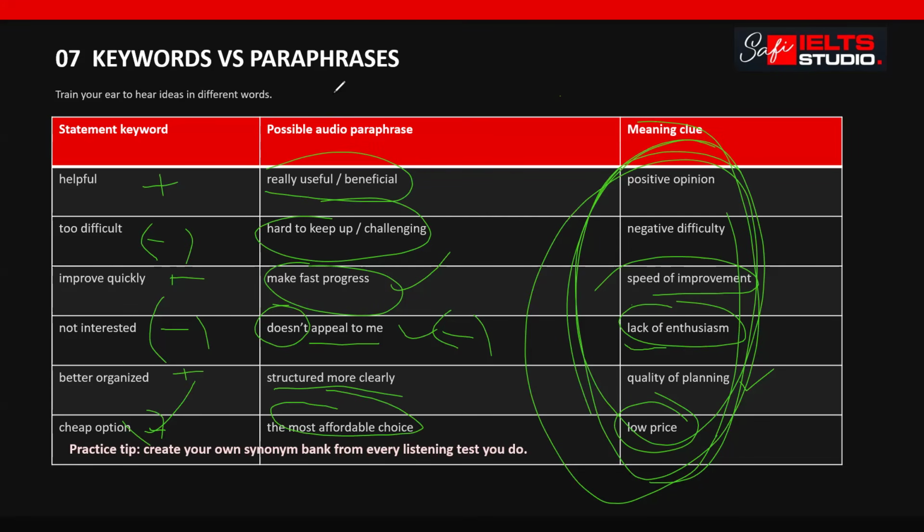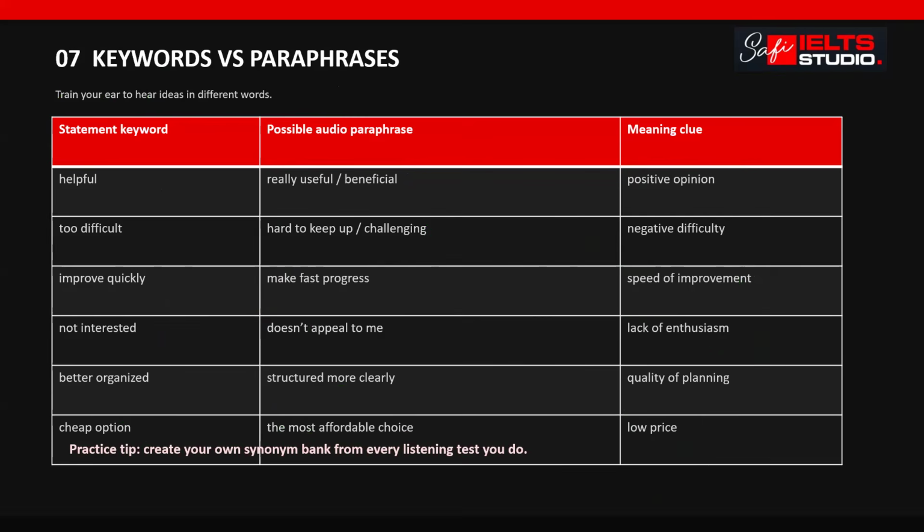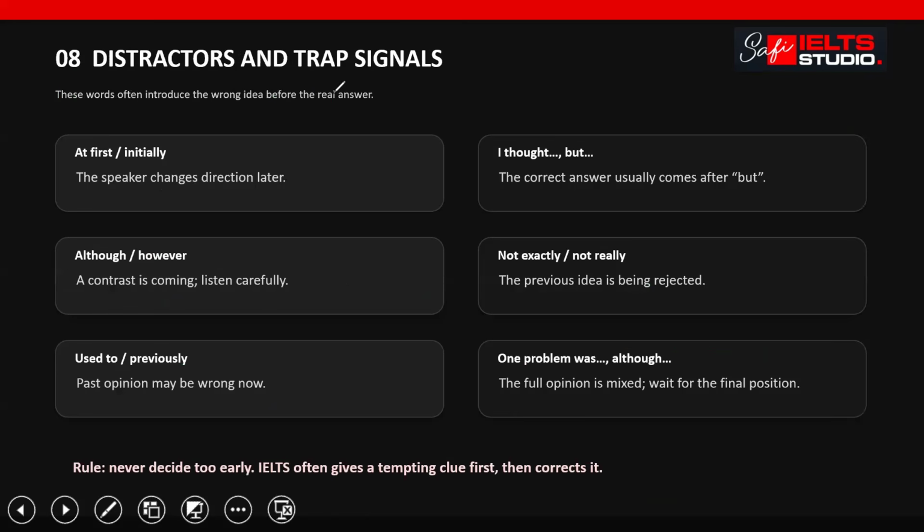As I told you, the most important thing before you practice your listening test, what is that? Train your ear to hear ideas in different words. If you train your ear to hear ideas in different words, it's really going to help you achieve 9 out of 9 band. But you can't do it on your own, because they're going to use different words then. This is another slide, and these are some of the distractors that entrap signals examiners can use.